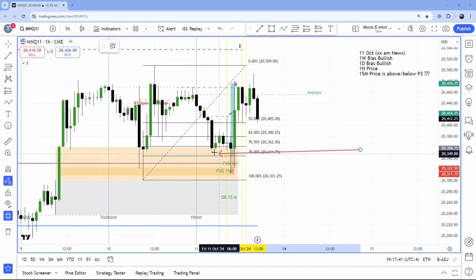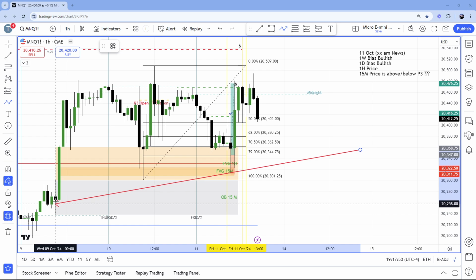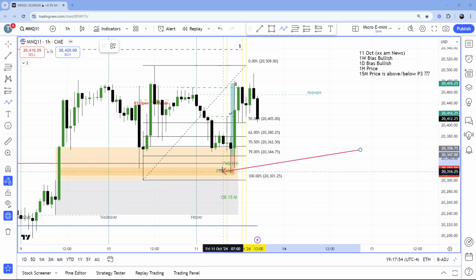Okay, so because of that sell side liquidity, it makes this fair value gap strong. Not only that, we can also see there's a 1 hour order block candle here, this ash color area. Which means this area is perfect for a buy entry with our daily bias, bullish daily bias.